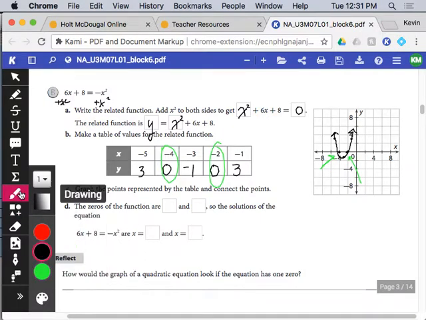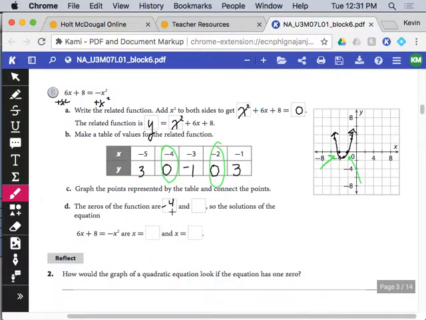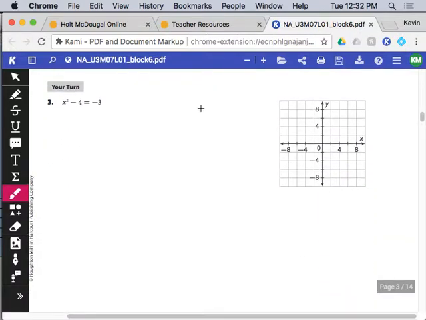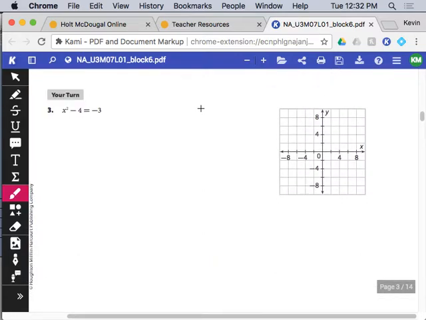So where are the zeros of the function? Negative 4 and negative 2. So the solutions of this equation are negative 4 and negative 2. Does that make sense to you guys? So we're finding the solutions of a quadratic equation by graphing the related quadratic function. Okay? Is that pretty clear? Okay. All right, so go ahead and do number 3 on your own. Number 3 at the bottom of the page, 261.